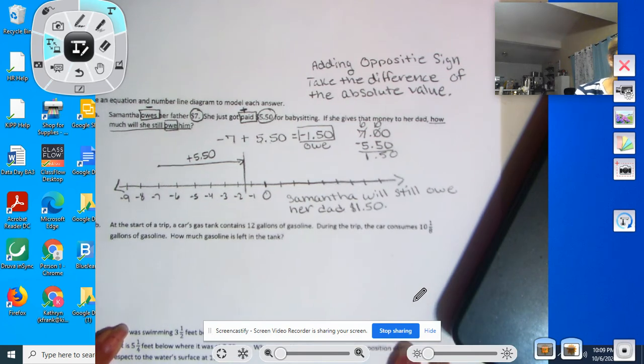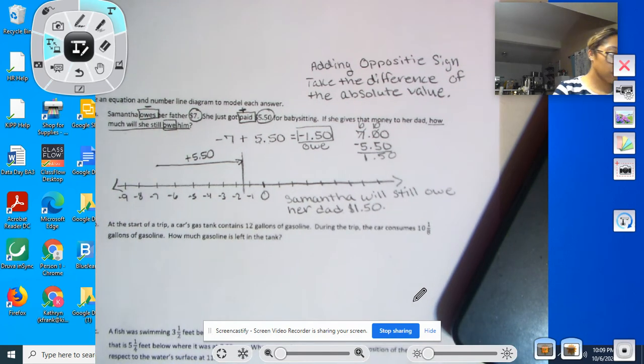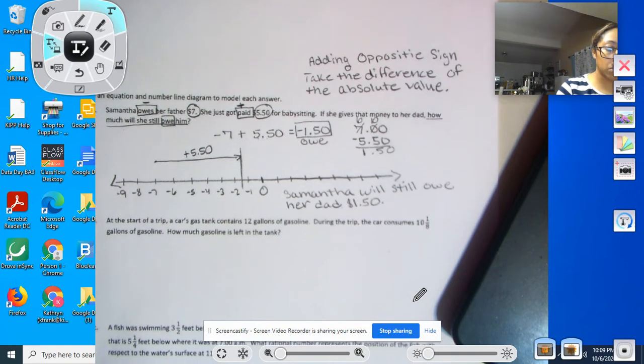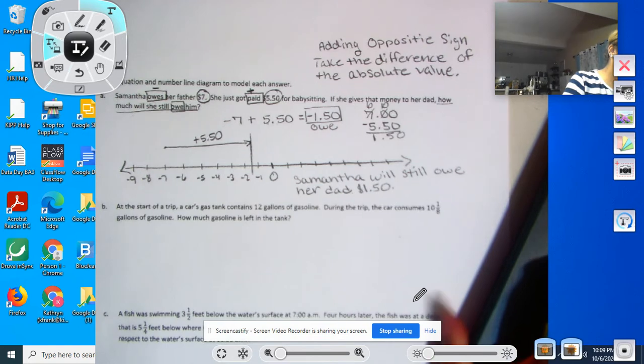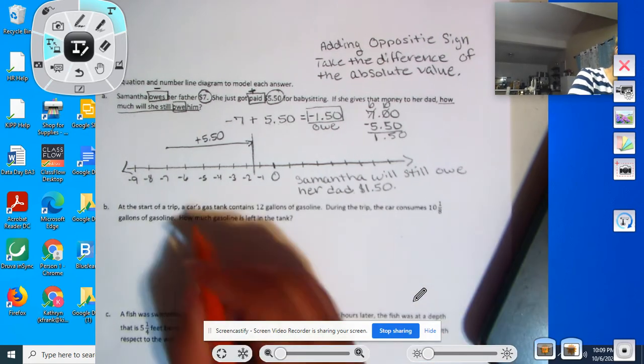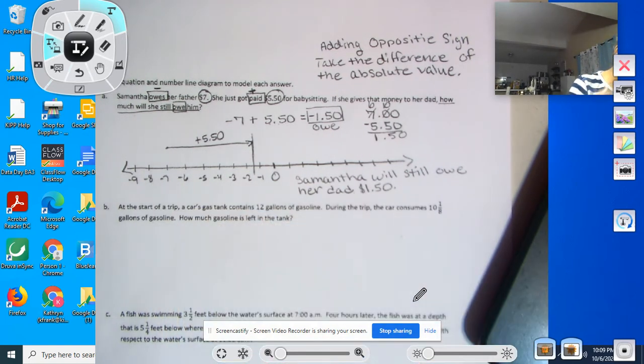Okay, that's problem A. All right, let's look at problem B. Problem B says, at the start of a trip, a car's gas tank contains 12 gallons of gas. During the trip, the car consumes 10 and 1/8 gallons of gasoline. How much gasoline is left in the tank?